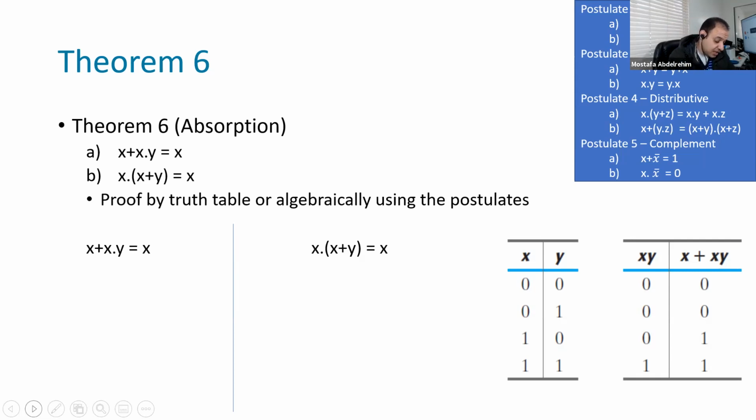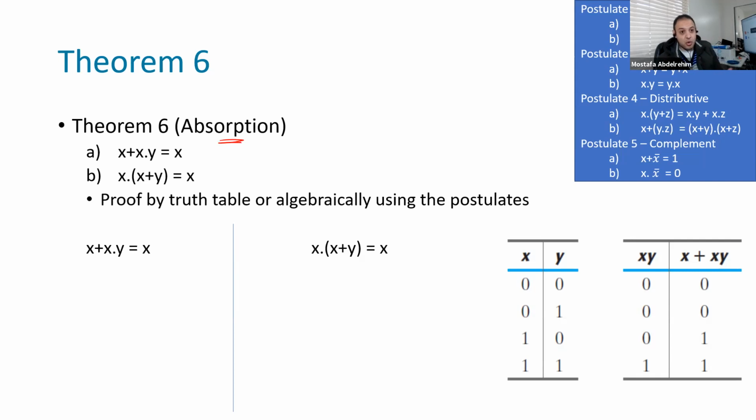Good. So let's do theorem 6 here. Using a truth table, it's really simple. Again, you have here x or x dot y, or and y, is equal to x. And this is called the absorption.